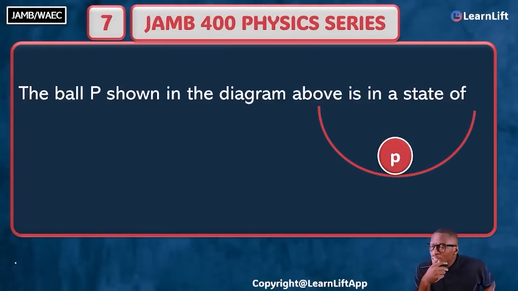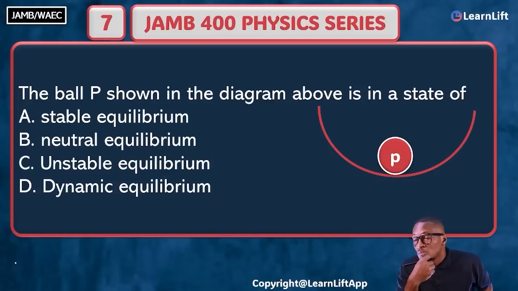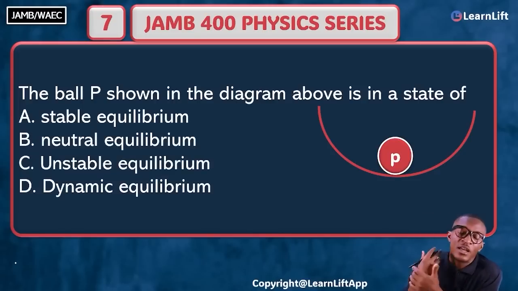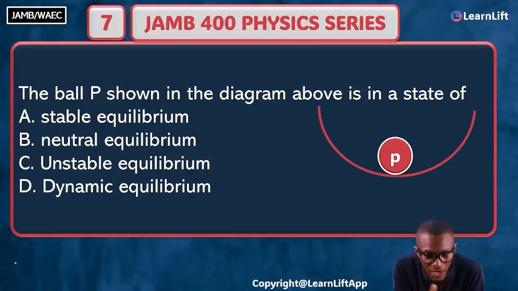The question was given that a ball P shown in the diagram above is in a state of: option A says stable equilibrium, B says neutral equilibrium, C says unstable equilibrium, D says dynamic equilibrium. Quickly, everybody, what is your answer? Choose your answer first. First, I'll start by telling you that there are 3 equilibrium positions. We have stable, we have neutral, we have unstable.